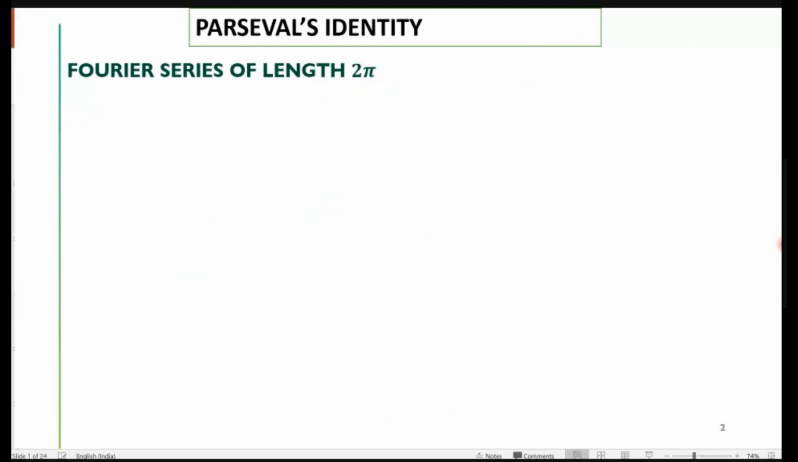So what is the Fourier series of length 2 pi we have done? Fourier series of length 2 pi means there are two intervals, 0 to 2 pi and minus pi to plus pi. When I say Fourier series of length 2 pi, the meaning is the length of the interval may be from 0 to 2 pi or from minus pi to plus pi. There are two types.